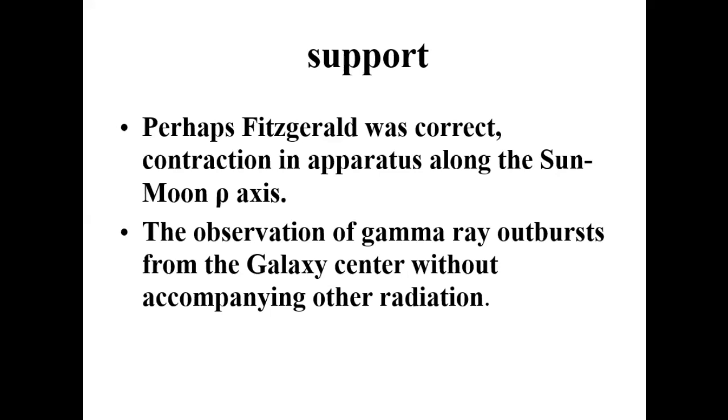The second support for what we're going to talk about here comes from gamma ray outbursts from the galaxy center. The capital G here means that this is the Milky Way galaxy we're talking about. And it has been observed that there are periodic gamma ray outbursts. You generally find that they emit radiation pretty much across the spectrum. These gamma ray bursts from the center of our galaxy are without accompanying other radiation.